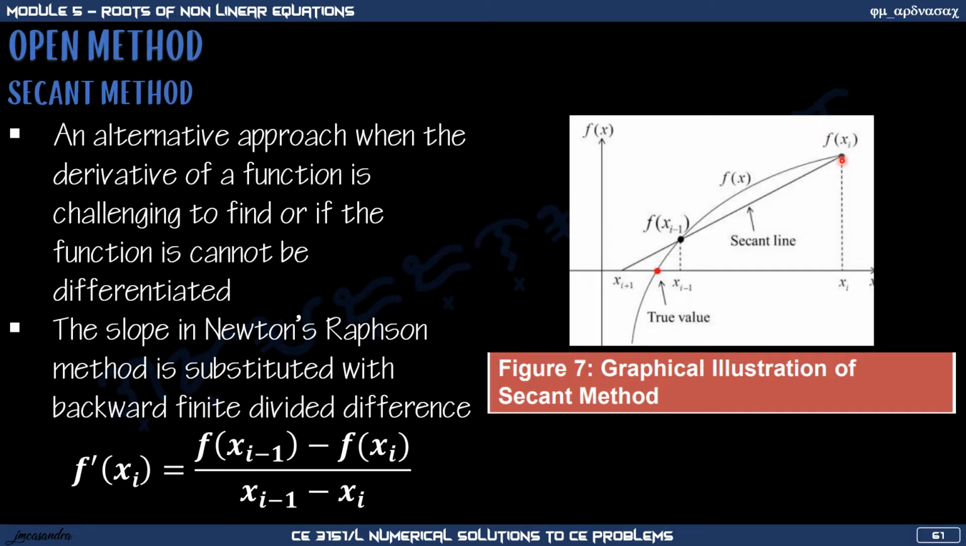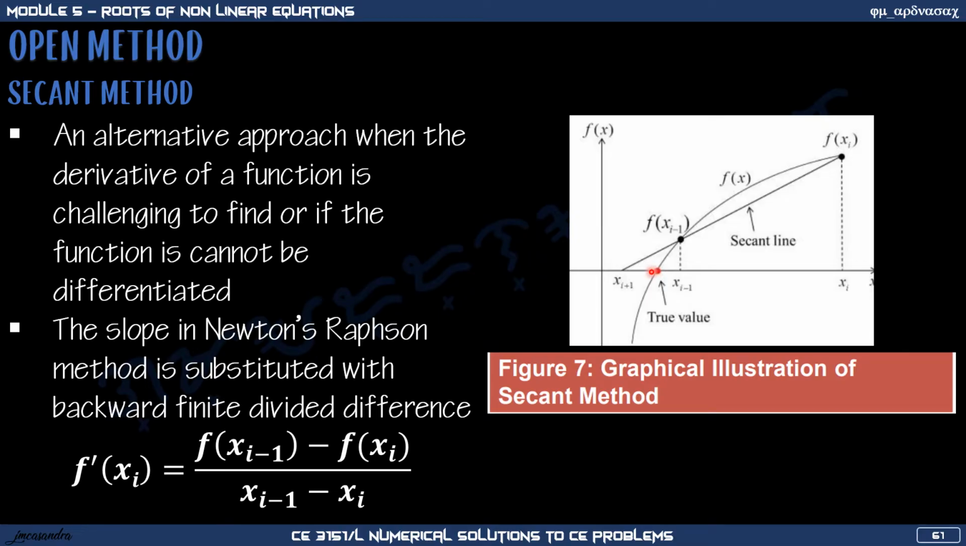In Newton-Raphson, we use the slope. Here, we'll be using the secant. The equation will be based from here. We have your initial guess, and then this one is your x sub i minus 1, and this will be your true value.